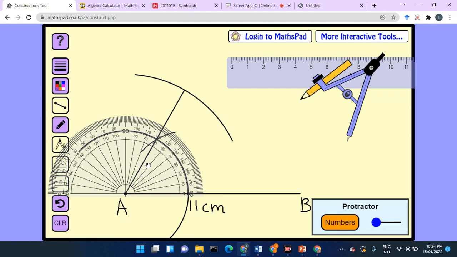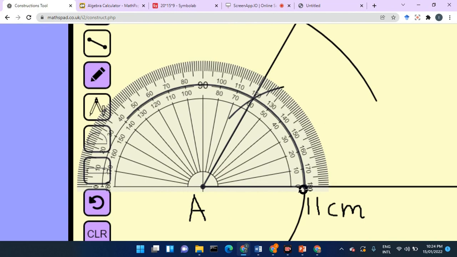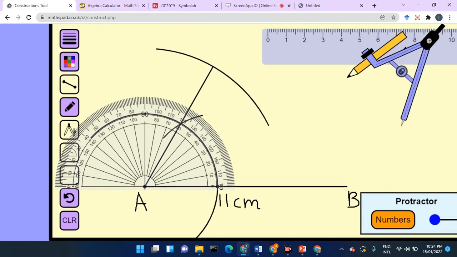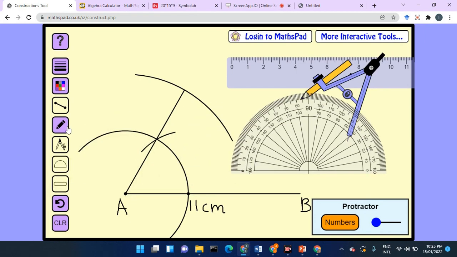All right, that's 60. If we look carefully, we have 0, 10, 20, 30, 40, 50, 60. We see that our line cuts through 60, just about, and so we could basically say that that's 60. And so that's pretty neat. We have an angle that measures 60 degrees. So this is 60 degrees right here.